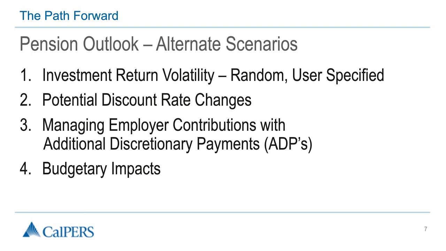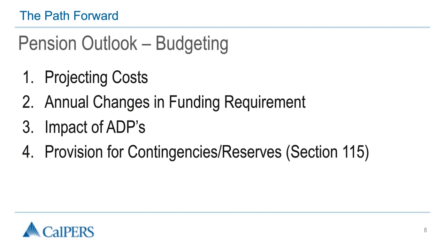Delving into that piece a little bit deeper, the budget tab on Outlook will assist finance directors with 1, projecting plan costs under the baseline and alternate scenarios, 2, providing annual increases or decreases in funding requirements under these scenarios. They will be able to highlight the impact of ADPs on your budgets, or perhaps highlight the need for making suitable provision for significant cost increases through a Section 115 trust. And all of this information is downloadable into Excel for further analysis or to customize reporting to city managers or city councils.